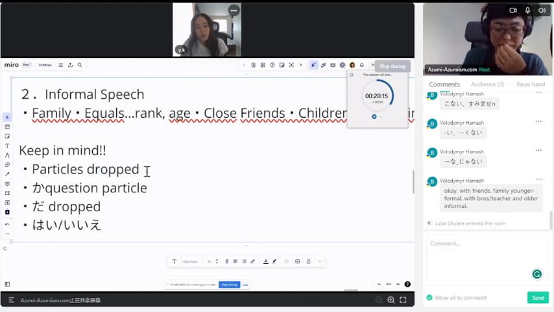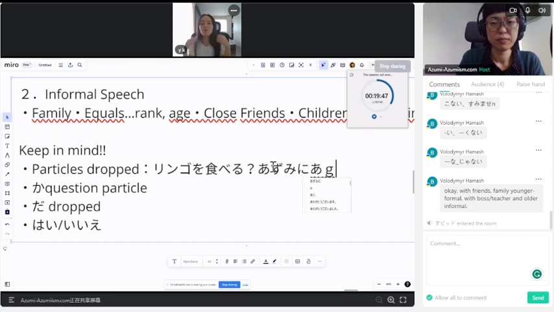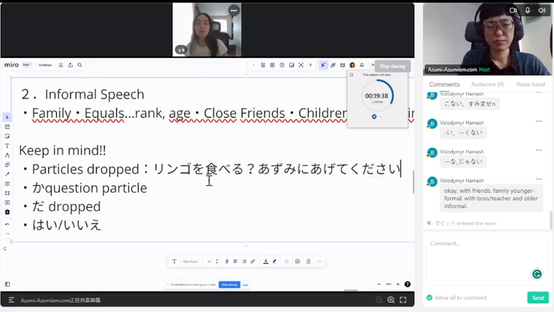Okay, so when it comes to informal speech, we often drop particles, but some particles you can't drop. For example, with ageru, kureru, morau, giving and receiving something, you can't omit the particle because it marks direction.